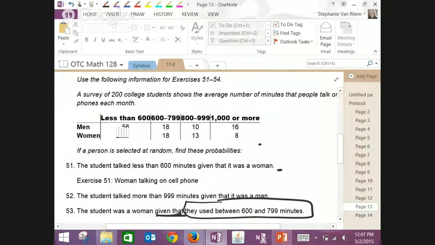If I said, what's the probability someone picked at random was a female, you'd add up all the females divided by the total number of people surveyed, which in this case is 200. There's no conditional. Sometimes there's no conditional.